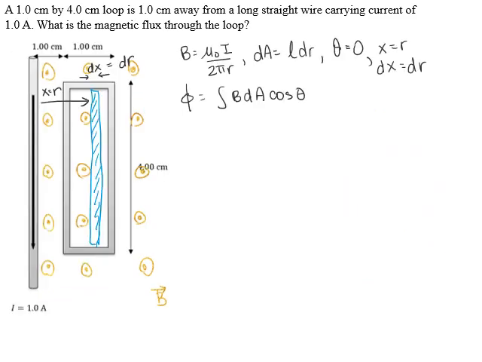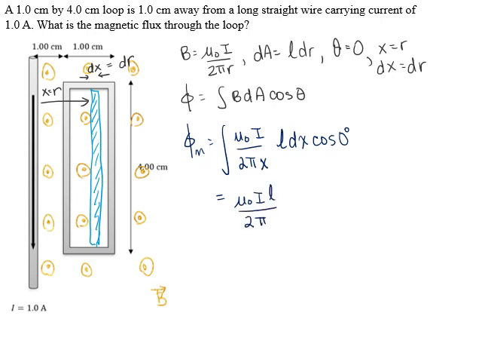We're ready to put it all together now. So our magnetic flux is the integral of B, which is mu naught times I over 2 pi r. Remember, r and x are the same thing, so I'm going to put that in terms of x, times dA. dA is equal to L times dr, or L times dx. And cosine theta is cosine of 0 degrees. Okay, so for our next step in the integral, I'm going to take my constants outside: mu naught times I times L over 2 pi. Left with the integral of 1 over x dx, and I've put in that cosine of 0 is just equal to 1.